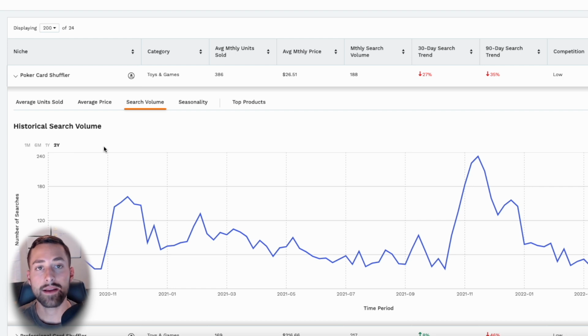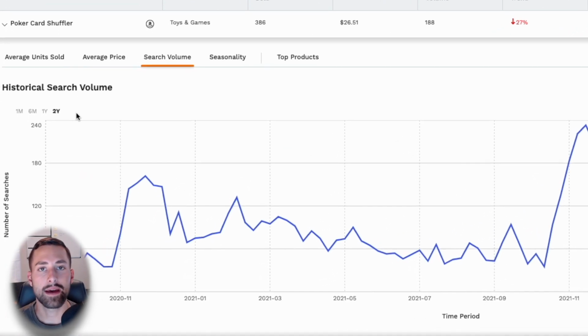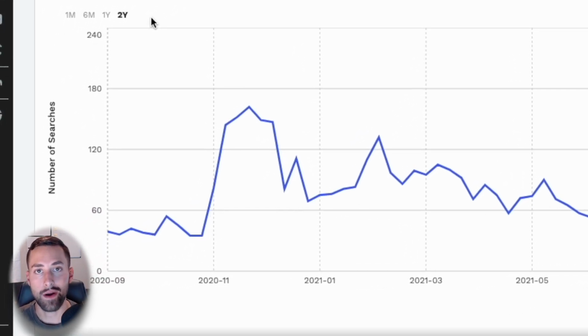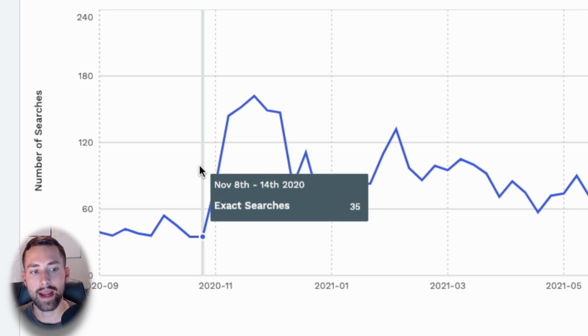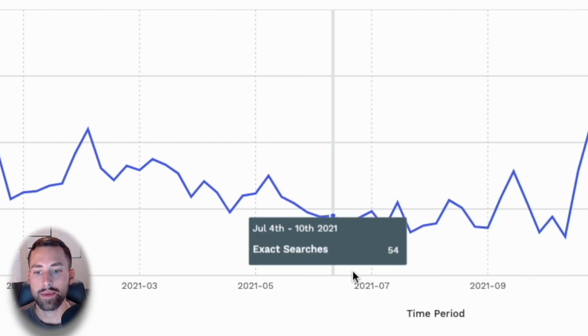I recommend going to Jungle Scout, finding your niche, and then finding the historical search volume for the previous 2 years. What I'm looking for here is when that demand began to spike and when it began to decline during that holiday season. So if we jump back to 2020, it looks like November 8th through the 14th, that week, we began to see an increase in demand in those searches, with it peaking at about, I'd say, the first to second week of December.